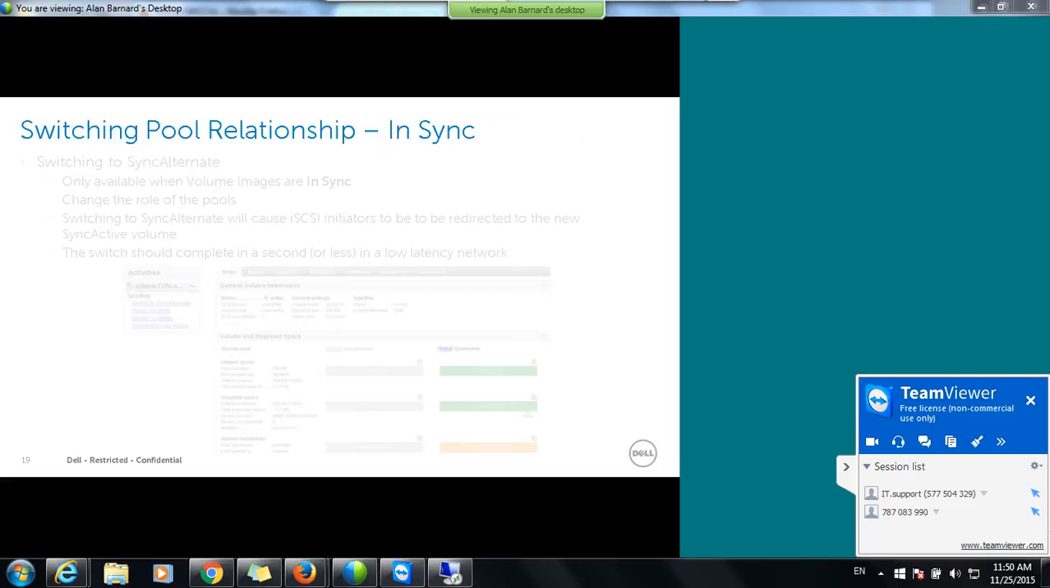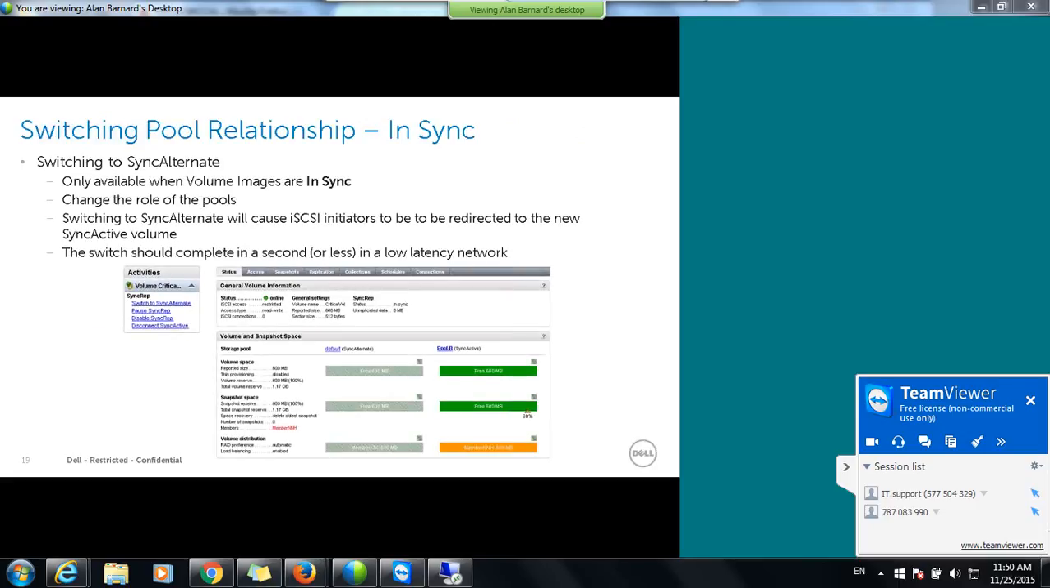Let's discuss sync active and sync alternate. Switching to sync alternate is only available when volume images are in sync. We already know about that, right? It changes the role of the pools. Switching to sync alternate will cause iSCSI initiators to be redirected to the new sync active volume. Yes, because you have two pools, right?